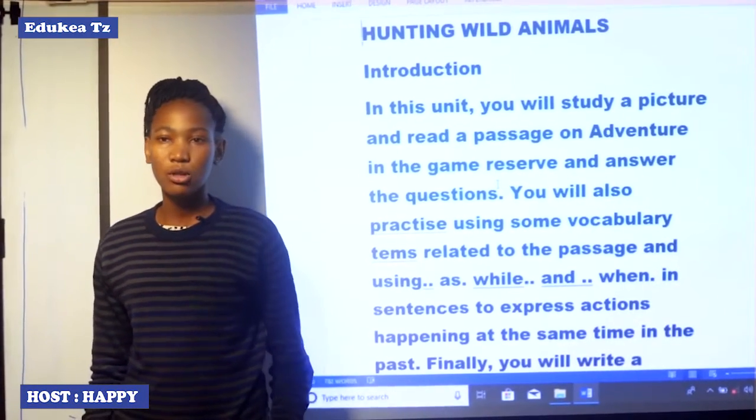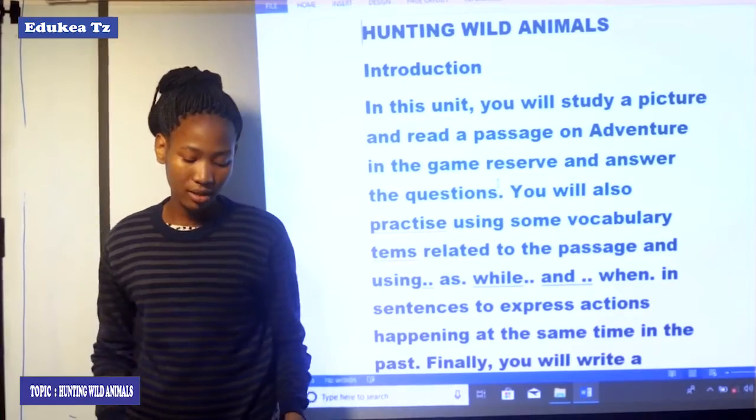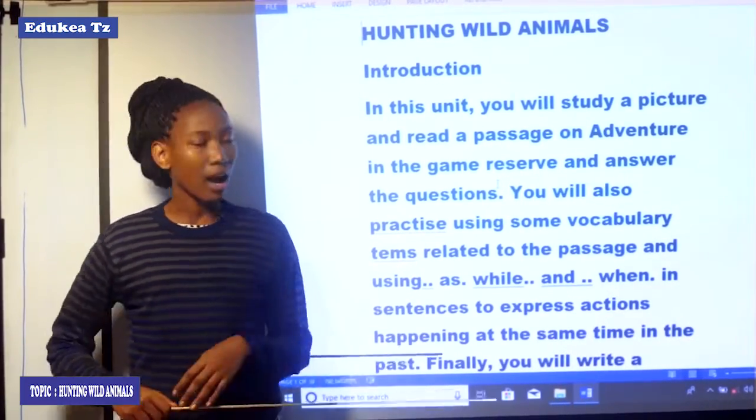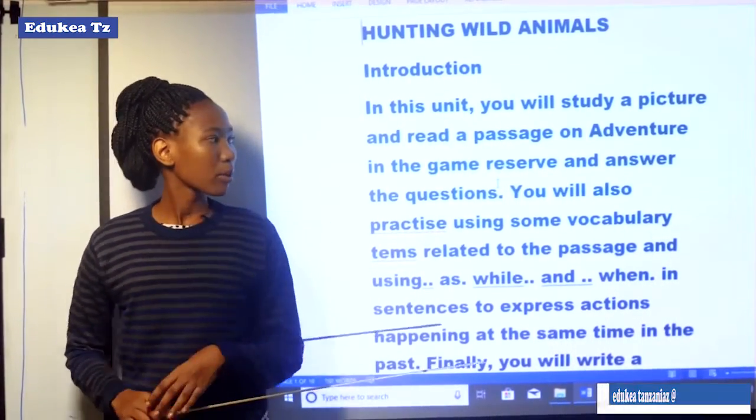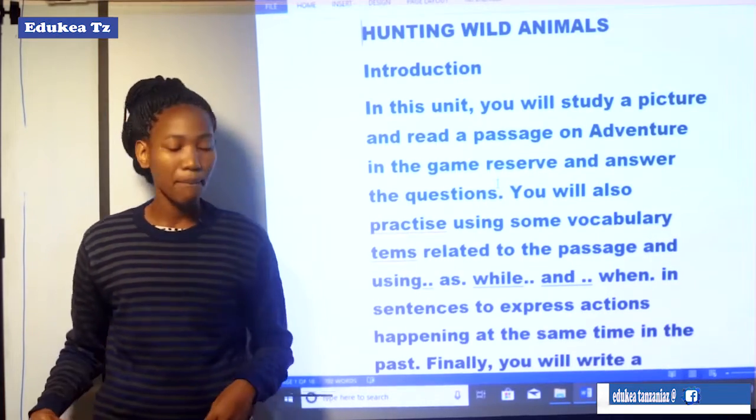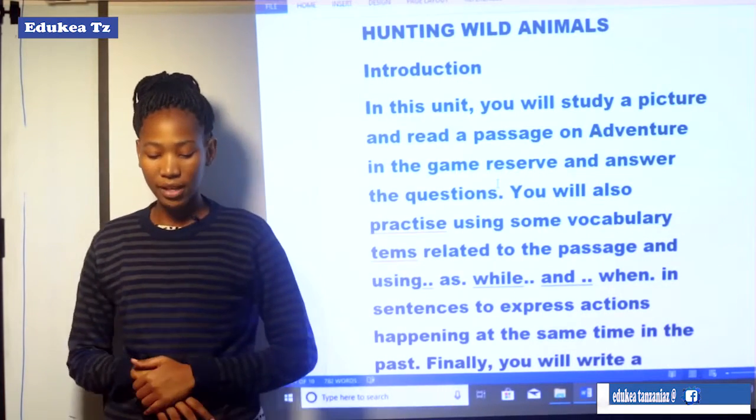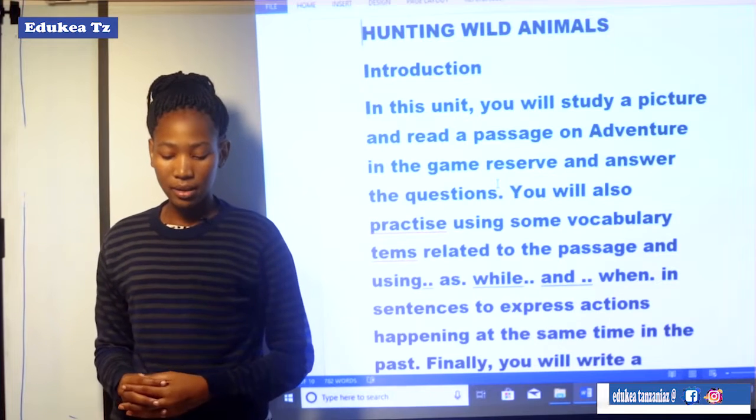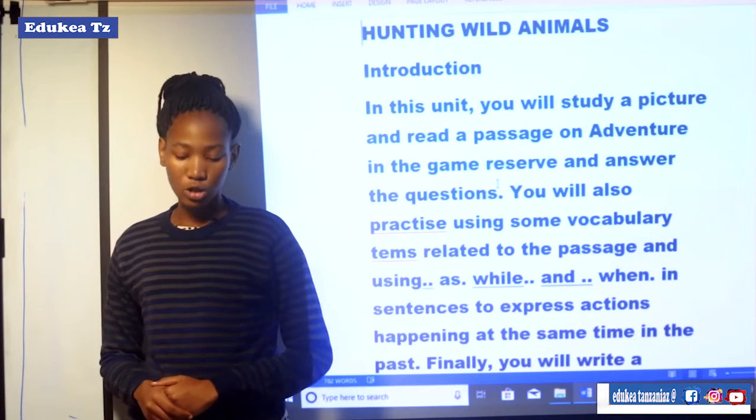Today we are going to learn about English and a topic known as hunting with animals. In this topic, you will study a picture and read a passage on adventure. In the game, please save and answer the questions.